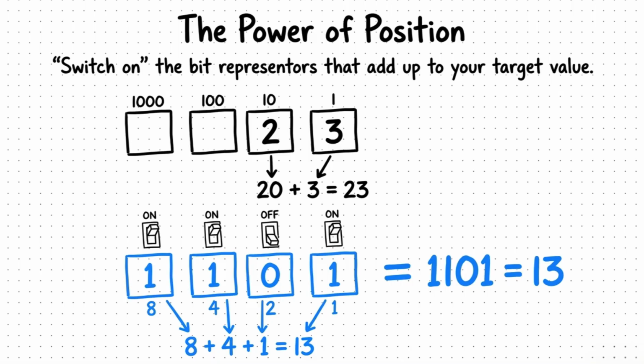So when you see the number 23, your brain knows that the 2 is in the tens place and 3 is in the ones place. So you have 2 tens, which is equivalent to 20, and 3 ones, which is equivalent to 3. And when you add 20 plus 3, it makes 23.